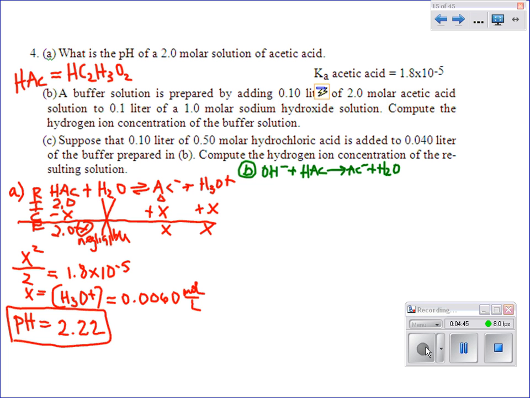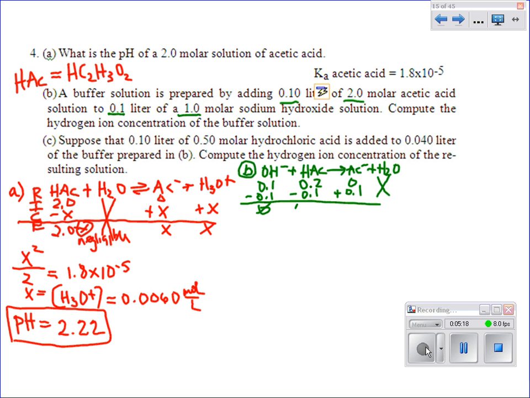So the first thing we need to do is figure out the moles of each thing. The sodium hydroxide is 0.1 liter and 1 molar, so molarity times liters gives us 0.1 moles. HAc's moles is 2 molar times 0.1, so this is 0.2, 0 for the acetate, and we don't care about water. Again, looking at moles, which one's going to run out? The sodium hydroxide, so we're going to lose that many and gain that many.